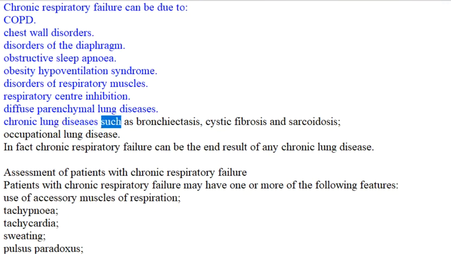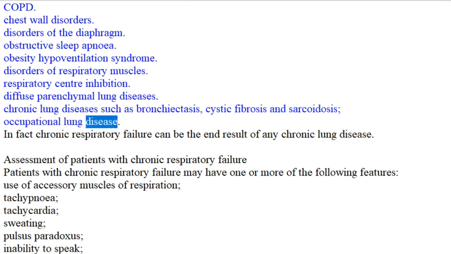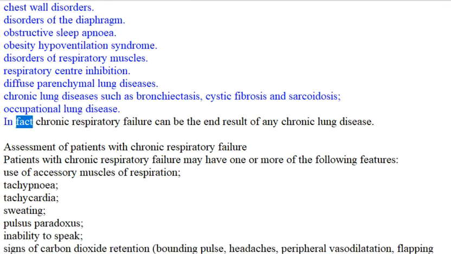Chronic lung diseases such as bronchiectasis, cystic fibrosis, and sarcoidosis. Occupational lung disease. In fact, chronic respiratory failure can be the end result of any chronic lung disease.